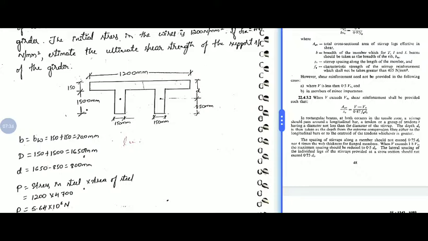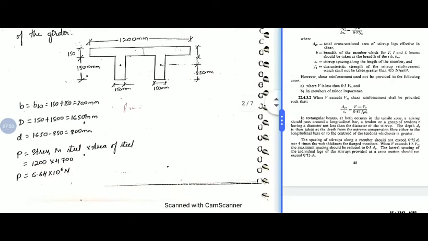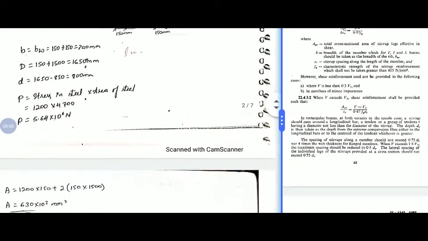minus 850. 850 is what? Which is given in the question, that is the cables are located at a height of 850 mm from the bottom or from the soffit. So the total effective depth will be 800 mm. So the pre-stress area of steel is given and initial stress is given. So we need to find out what is the pre-stressing force.